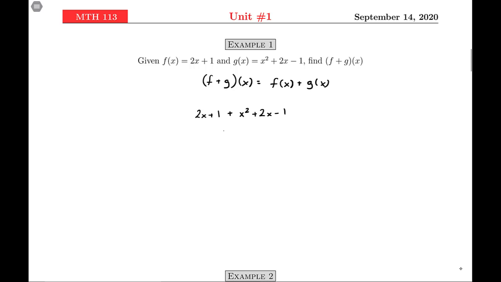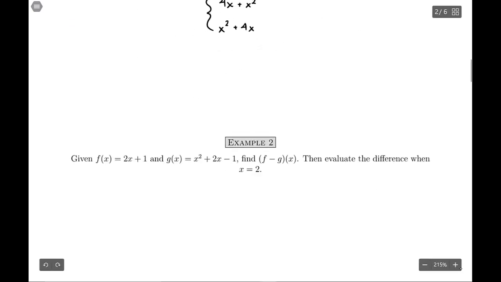So 2x plus 2x gives us 4x. Positive 1 and negative 1 will reduce to 0, and the only thing we have left is x squared. You can leave your answer in this form. My OCD will not allow me to leave answers like that. I always rewrite it in descending order of power. So either one of these two answers is fine: 4x plus x squared, or x squared plus 4x. But that's just the simple addition of two functions.